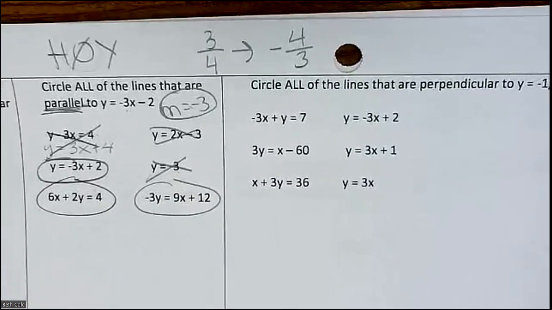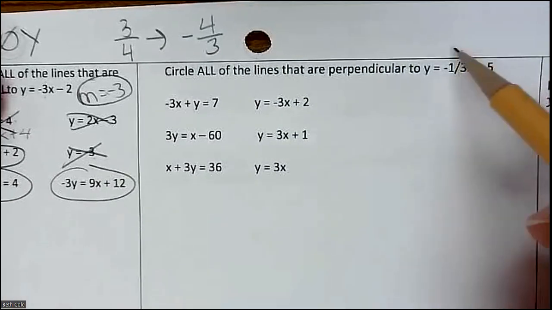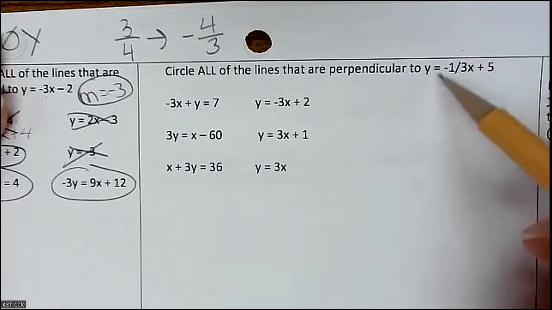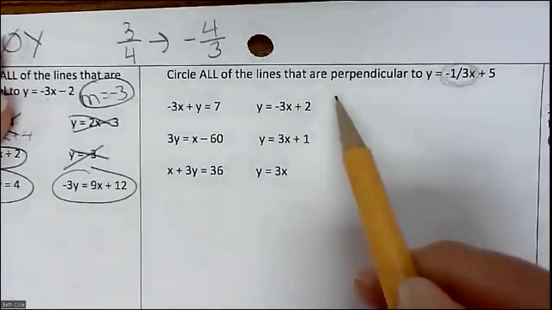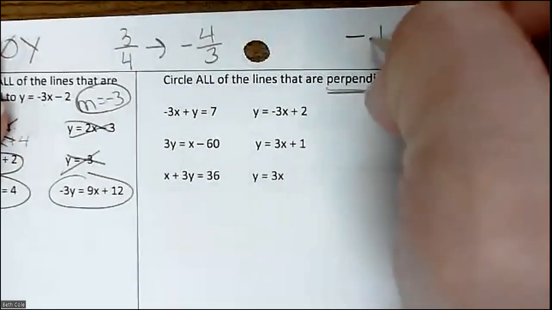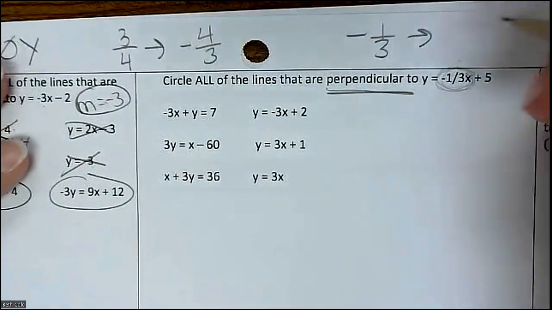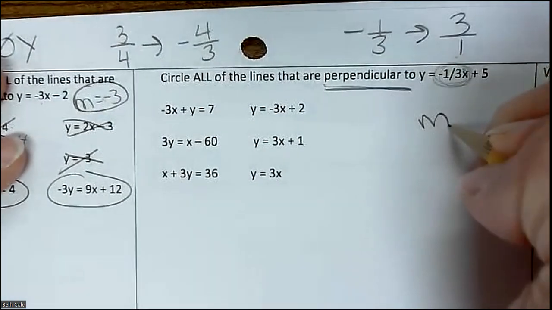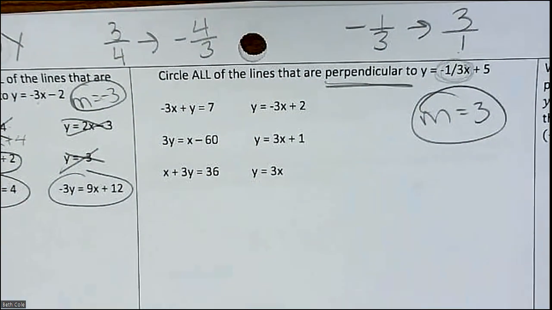This is the same thing, so I'll go and type them all in. You guys need to watch though. What is the slope of this line? Look where I'm pointing. It is -1/3. So to be perpendicular, what is your perpendicular slope for -1/3? It's positive 3/1 or just 3. So we want all the lines that have a slope of 3.